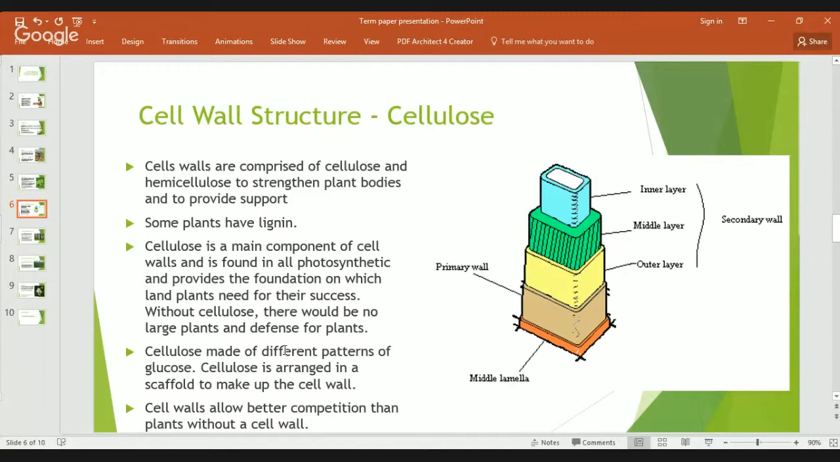Cell walls allow better competition than plants without a cell wall. So imagine you have a single-celled photosynthetic cell, then you have a land cell. Which one do you think is going to win out in the end?